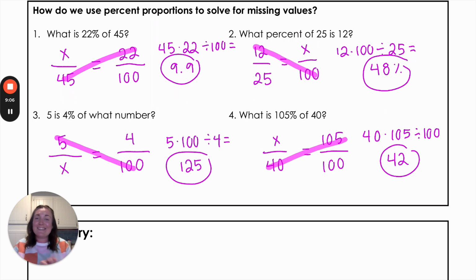All right, so that is how we use proportions to solve for percents, and we practiced using that benchmark percent of 10% to do some estimation. So hopefully you guys learned some good strategies.